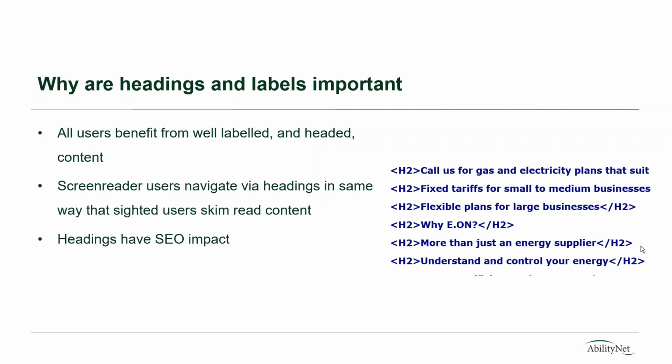So why are headings and labels important? Well, all users will benefit from well-labeled and headed content. Sighted users use it for skim reading. Screen reader users navigate in a similar way by jumping along using headings to find the content that's really important to them, and then they start arrowing through content in a more granular way. Headings also have the benefit of having an SEO impact. Well-marked headings can have a positive impact on SEO.